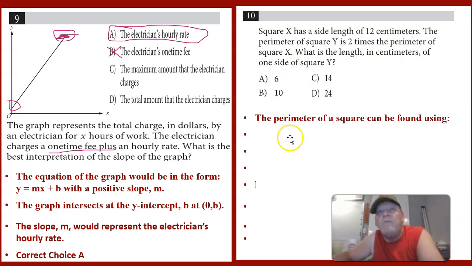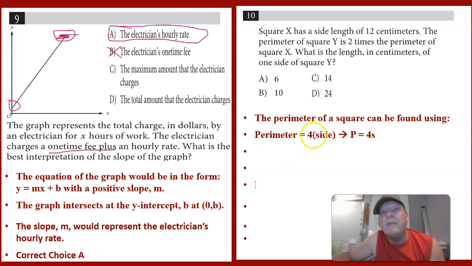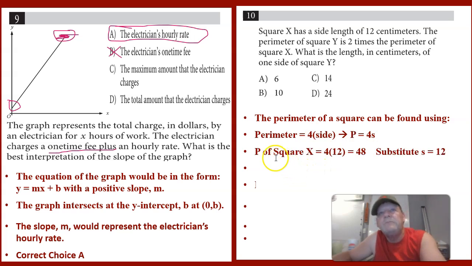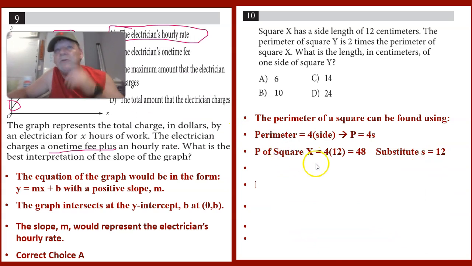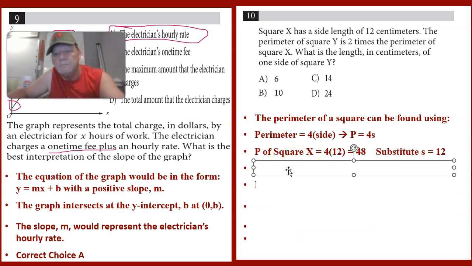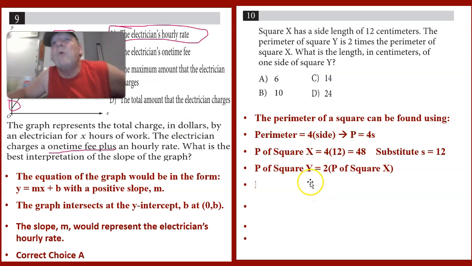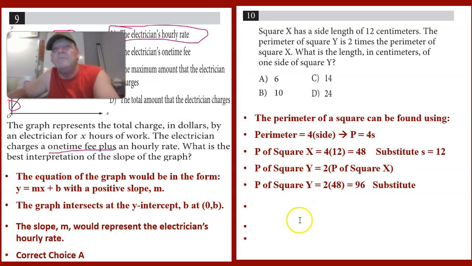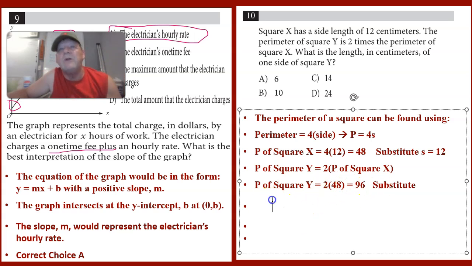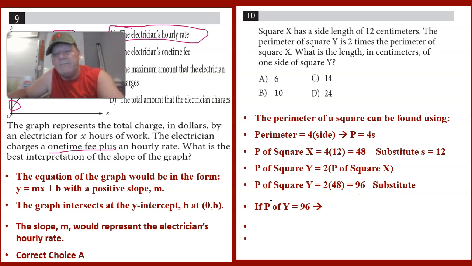So let's go ahead and review. The perimeter of a square can be found by taking the side times 4. So P equals 4 times S. The perimeter of square X is going to be 4 times 12, which is 48, because I substituted the S equals 12 into the equation. So the perimeter of square Y is 2 times that of X. So the perimeter of Y is 2 times 48, which equals 96 when I substituted that amount in.